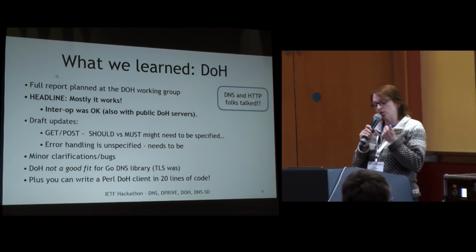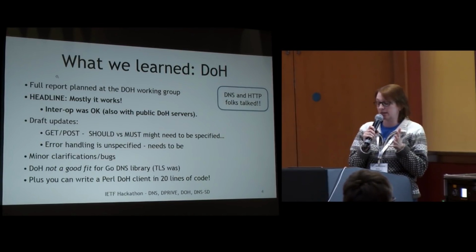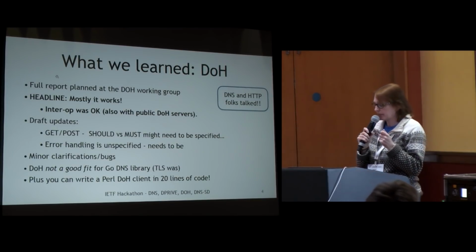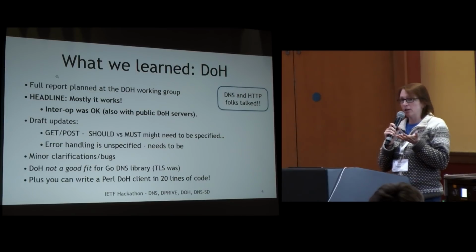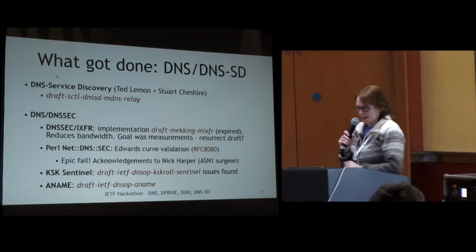We had one fail where DoH was not a good fit for the Go DNS library, where DNS over TLS had already been implemented. And also, who knew? You can write a Perl DoH client in 20 lines of code if that's how you get your kicks.